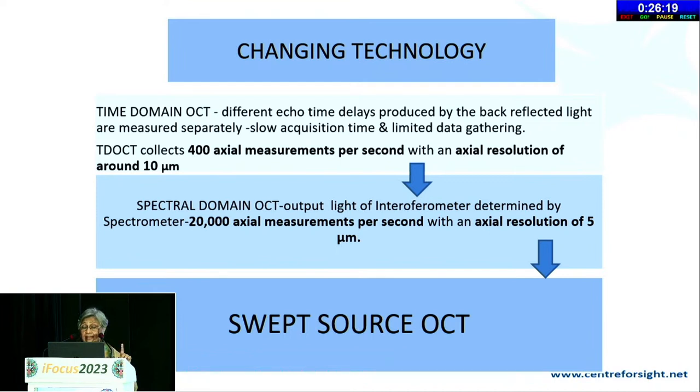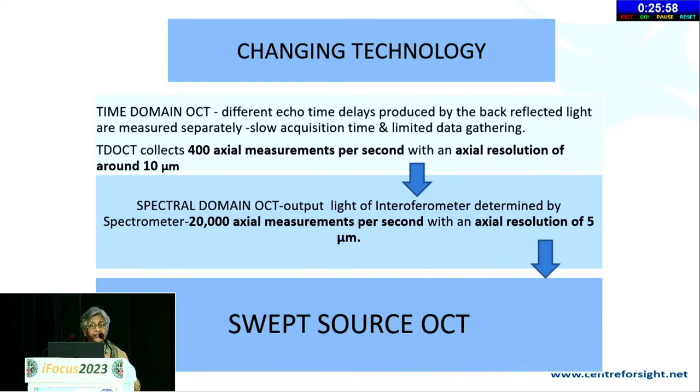Now, look at these. TD OCT collects only 400 axial measurements per second. What is the resolution? 10 microns. Can anyone tell me, is 10 microns better or 5 microns better when resolution is concerned? Anyone? Quick. Very good. Why? Because we want to see the minutest structure.